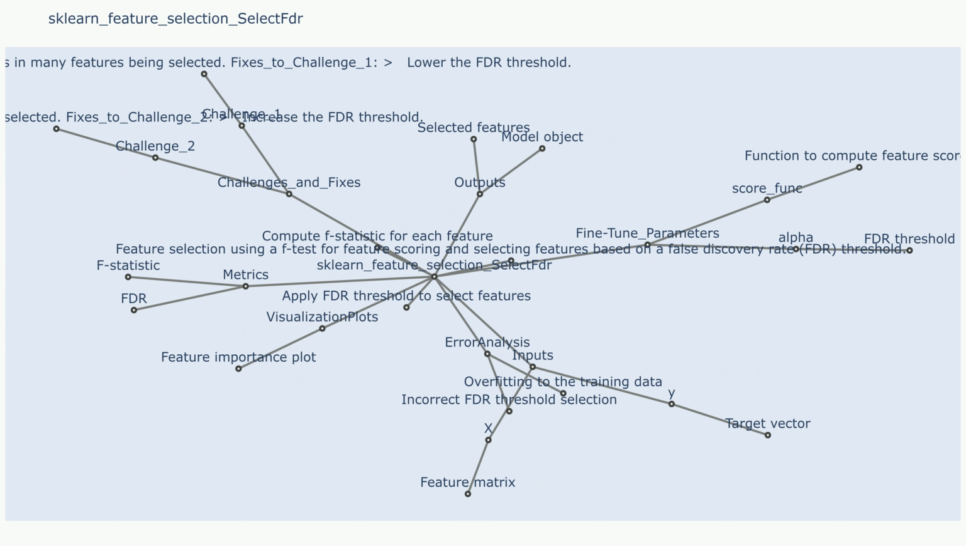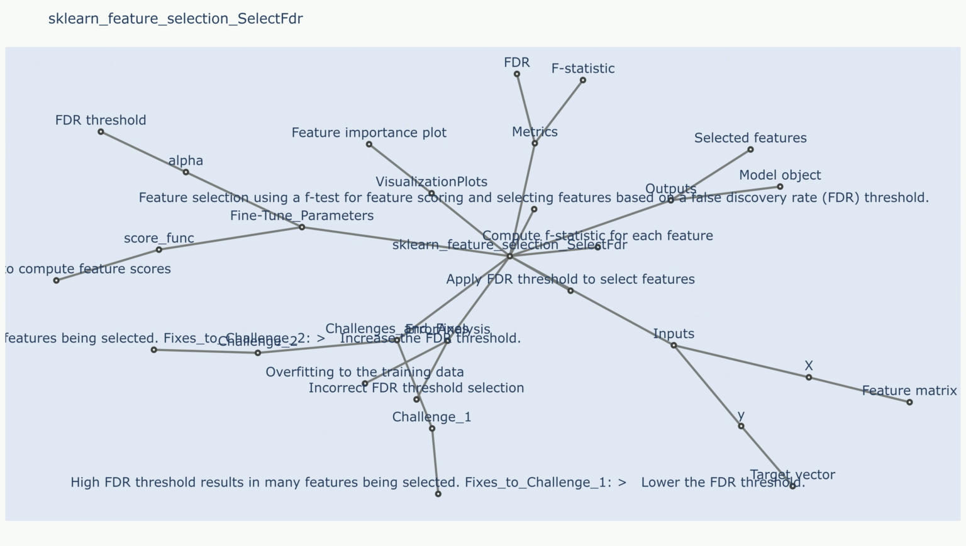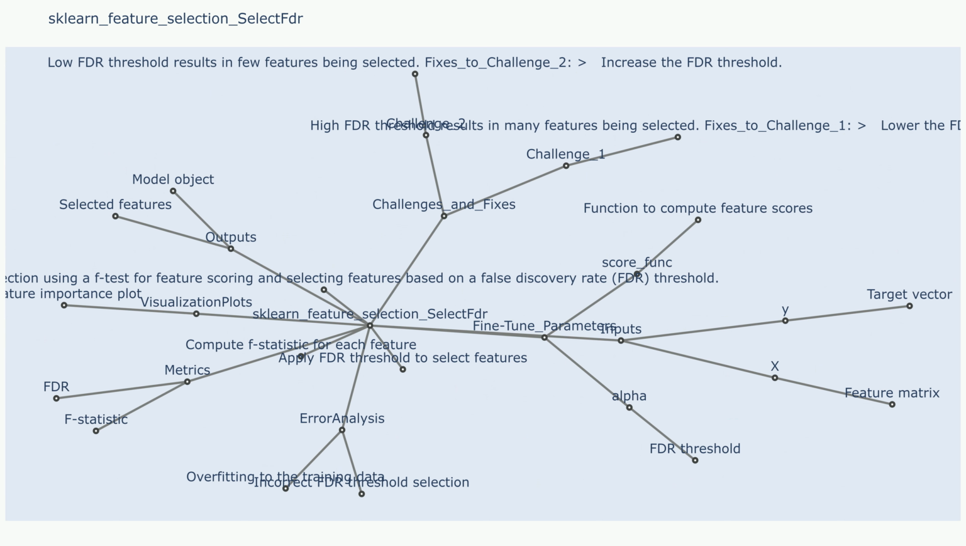Metrics: accuracy, the proportion of correctly classified samples. Precision, the proportion of true positives among all predicted positives. Recall, the proportion of true positives among all actual positives. F1 score, the harmonic mean of precision and recall. R squared for regression, the proportion of variance explained by the model. Mean squared error (MSE) for regression, the average squared difference between predicted and actual values.